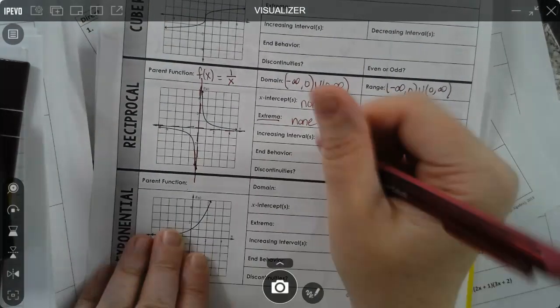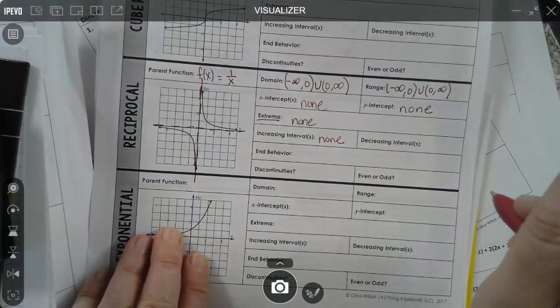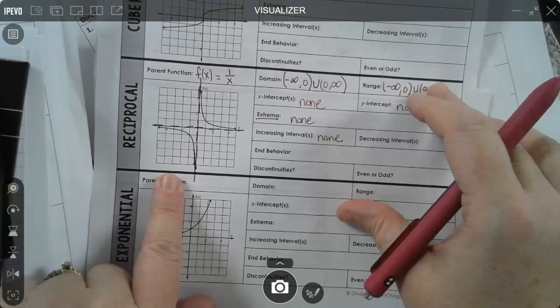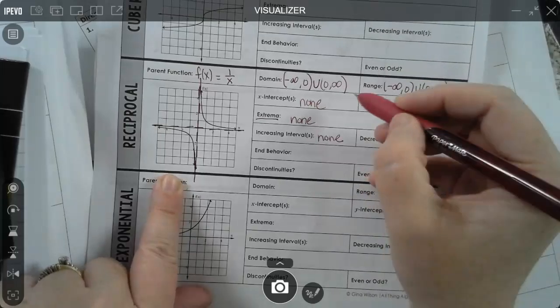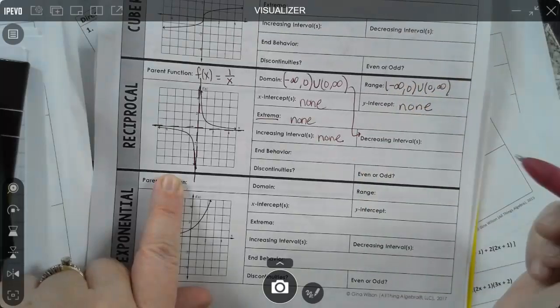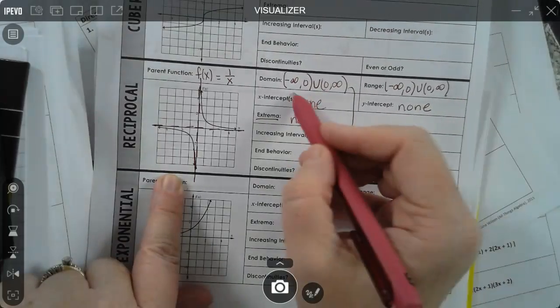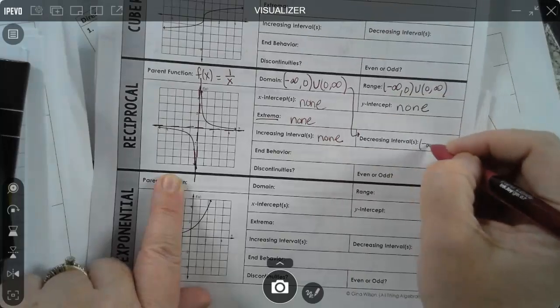So that's exactly right. And we kind of just talked about that. There's also no increasing intervals. But my decreasing intervals, if it's always decreasing, then all I have to do is take my domain and copy it down here. Remember, I use x to describe increasing, decreasing. If it's always decreasing, then it's going to be whatever my domain was up here.